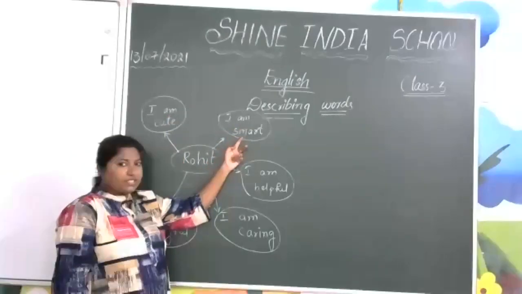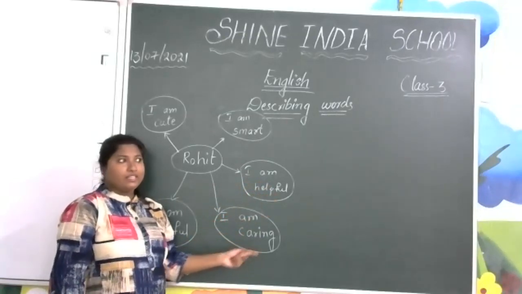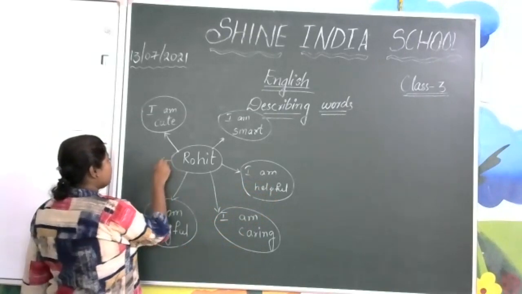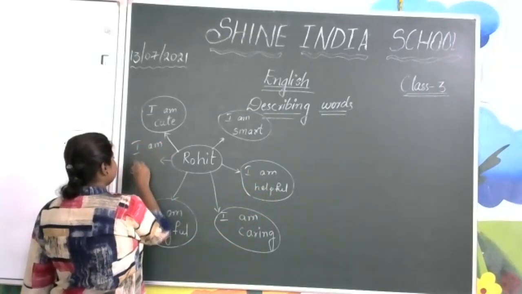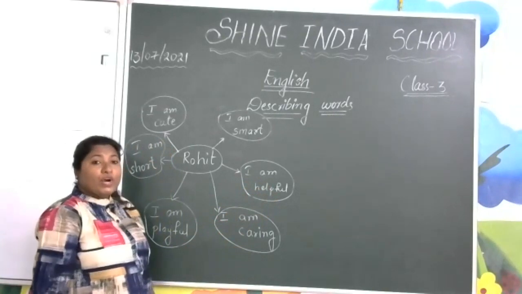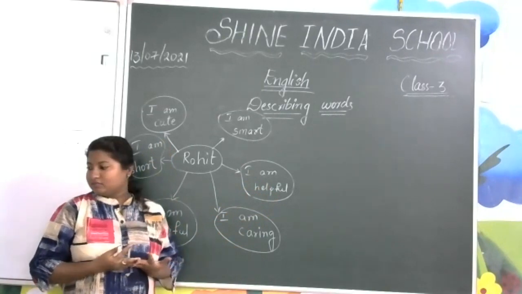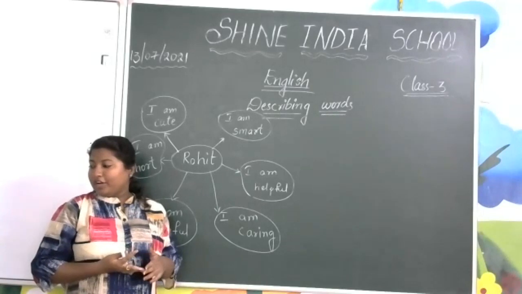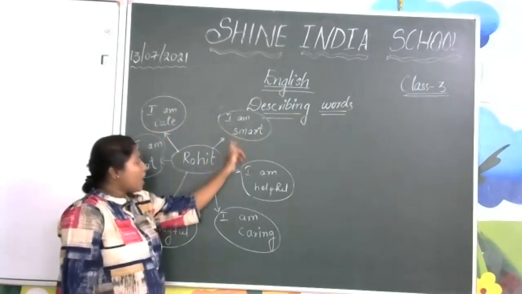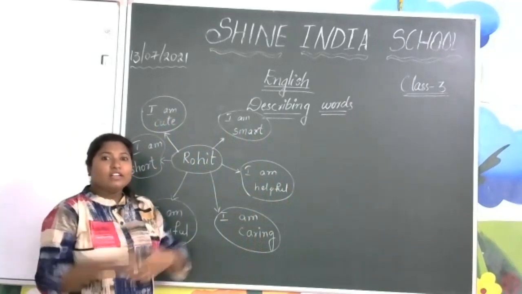cute. I am smart. I am helpful. I am caring. I am playful. Next, I am short. So he told, now I know what kind of a boy Rohit is. What kind of a boy is Rohit? He is cute, smart, helpful, caring, playful, short. Next.